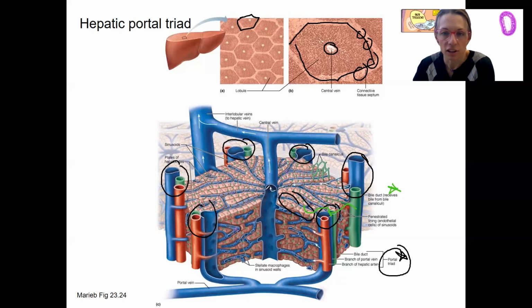In the center of each of these hexagons is the central vein, where all of the deoxygenated blood is going to end up from this whole system and go to the hepatic vein, then to the inferior vena cava.